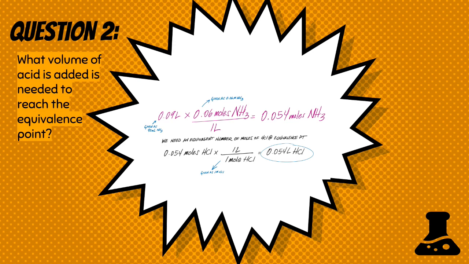By definition, we need an equivalent number of moles of HCl at the equivalence point. So how much HCl solution are we going to need to get 0.054 moles? Well, I use the concentration of HCl, which is 1 molar. I invert it as 1 liter over 1 mole of HCl, and I find that the volume required is 0.054 liters of HCl.